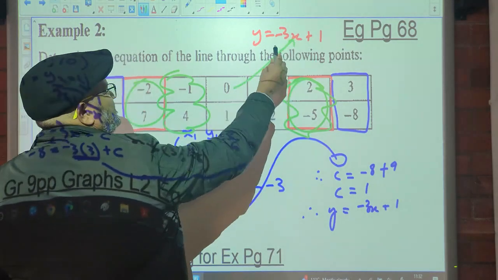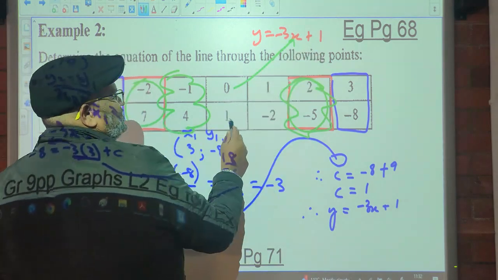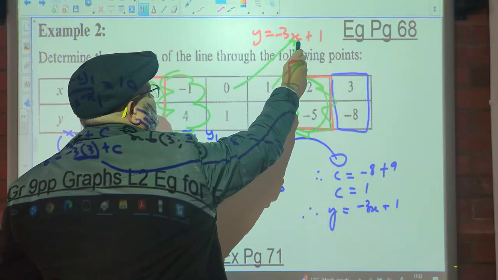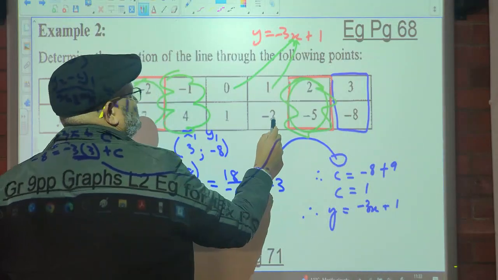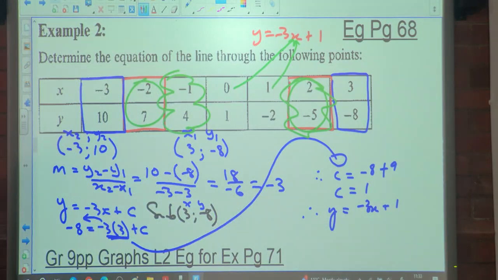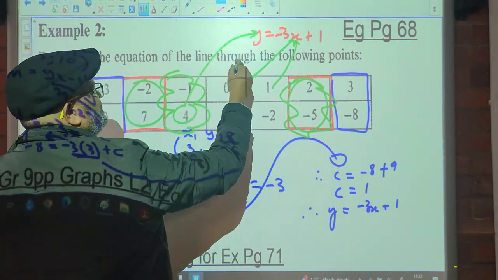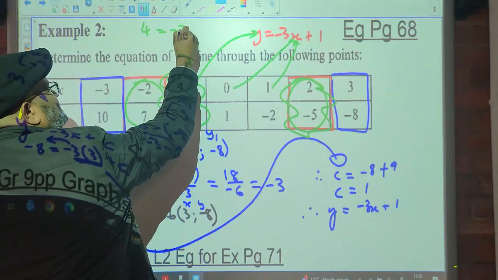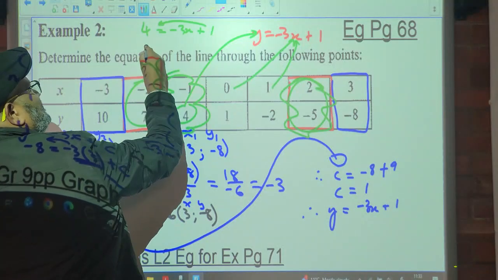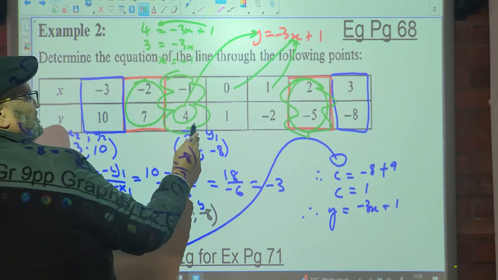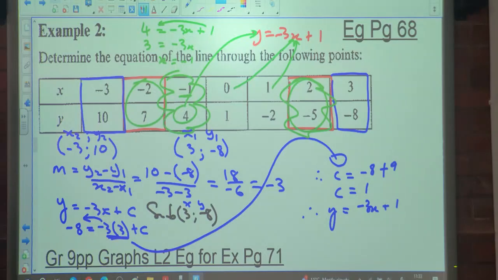What do I get? Negative 3 times 0, 0 plus 1 is 1. What do I do if I substitute 1 in there? Negative 3 times 1 is negative 3, plus 1 is negative 2. Can you see? What will happen if I sub 4 in, into the y? Then it's going to be 4 is equal to minus 3x plus 1. Take that over, becomes 3 is equal to minus 3x. X is equal to minus 1. Which confirms that value. You guys understand? Is there any confusion?